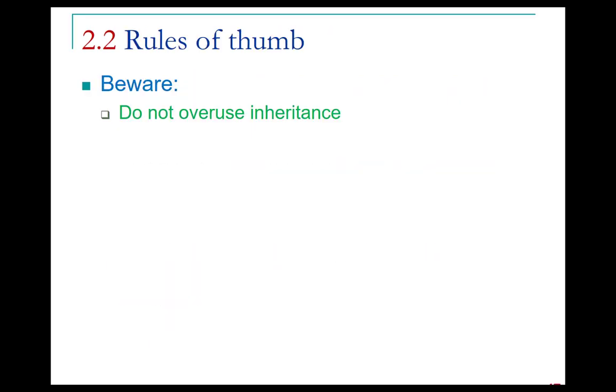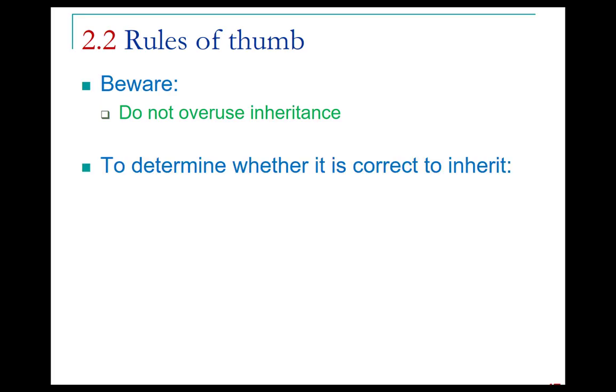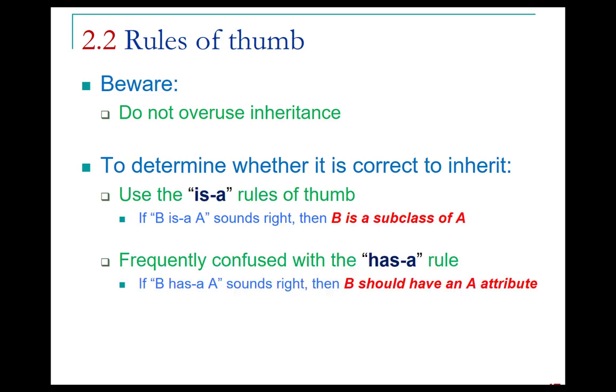Inheritance is a useful feature, but one should not overuse it. To know when it is correct to use inheritance, here is a simple rule. You have to check whether it is an "is a" or a "has a". If B is an A, then B is likely to be a subclass of A. On the other hand, if B has an A, then B should have A as an attribute.